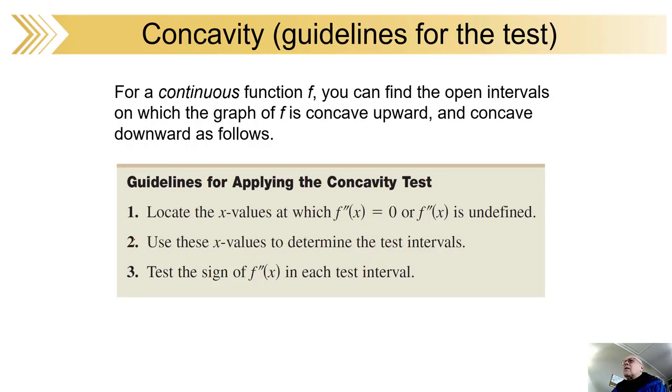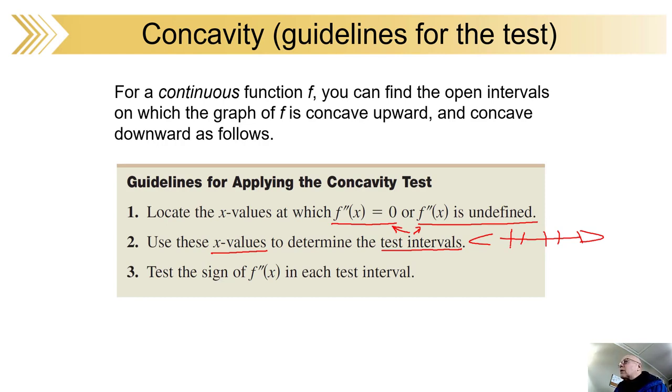So how do you do that? First of all, find the x values where you got 0 or undefined for your second derivative. This should sound a little bit familiar. Again, just like last time, use those to get the test intervals. These numbers will divide the number line into several different sections. It's like you took your knife and chopped the number line into several different pieces. Those pieces are the test intervals.